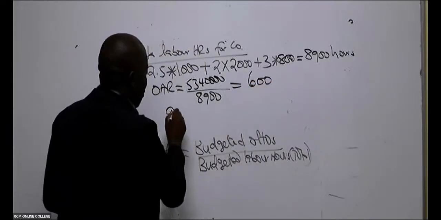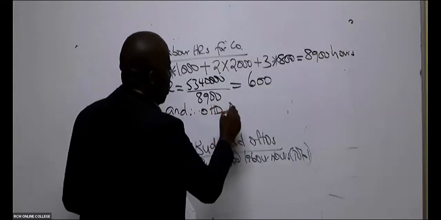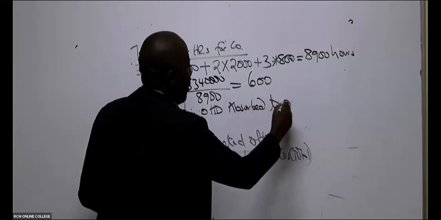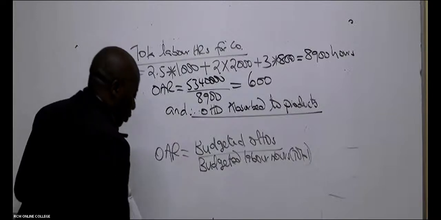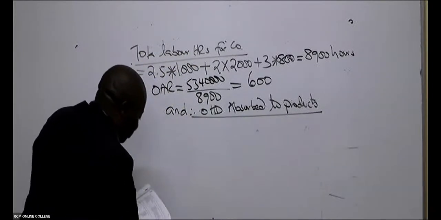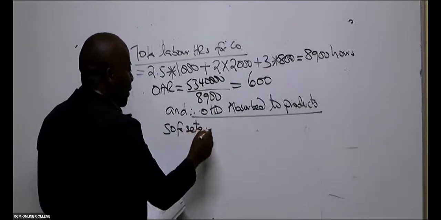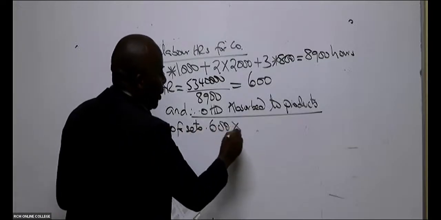And therefore, overheads absorbed to each unit. Overheads absorbed to products. We start with the first product. The first product here is known as sofa sets. So for sofa sets, we know that we are absorbing 600 for each hour.